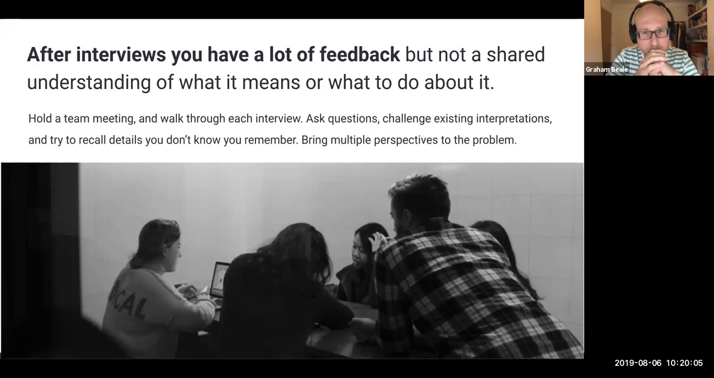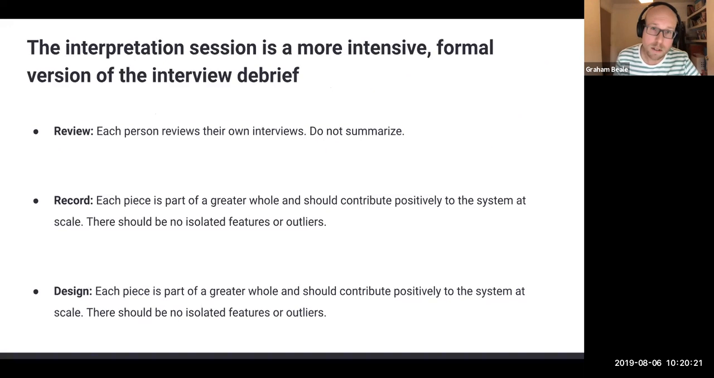There's a few things I was going to pass on about this, but ultimately, doing it in isolation is not going to work. You do need to work as a team. It's very much a kind of missionary process, and bringing that back together is very important. So the interpretation session is an intensive, formal version of an interview debrief, and so you're going to do one of three things. You're going to review, as I mentioned. You're going to go through each person's interviews.